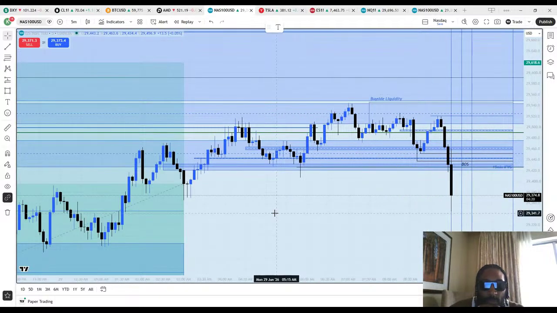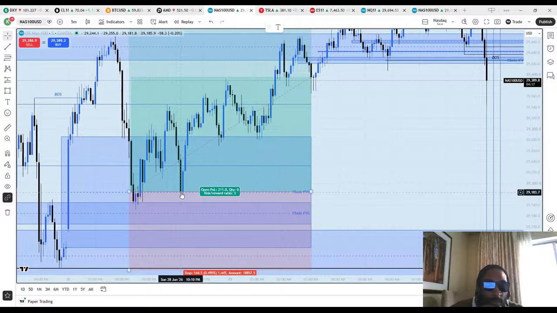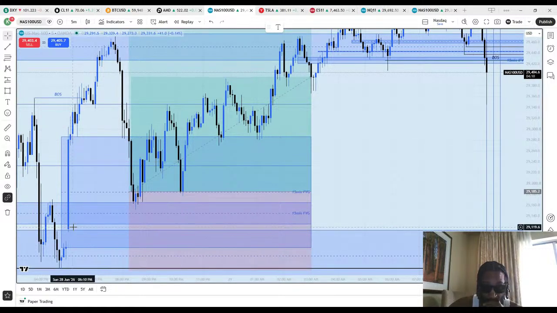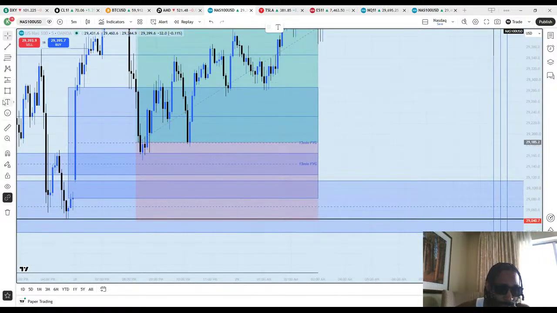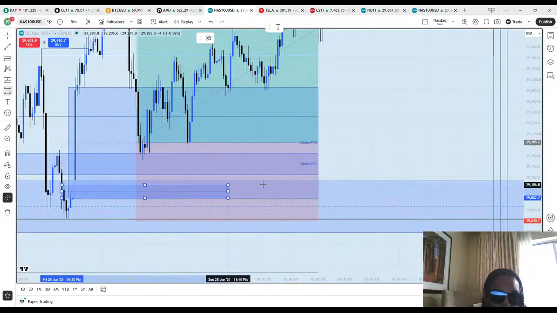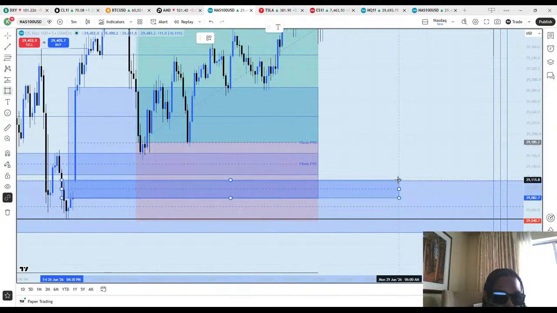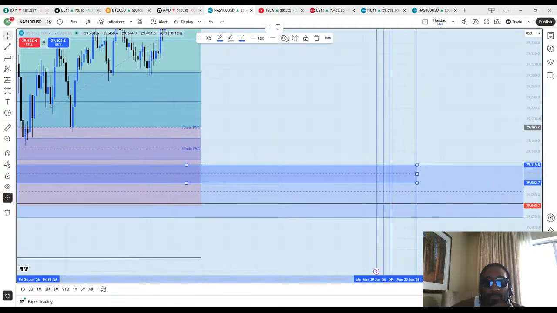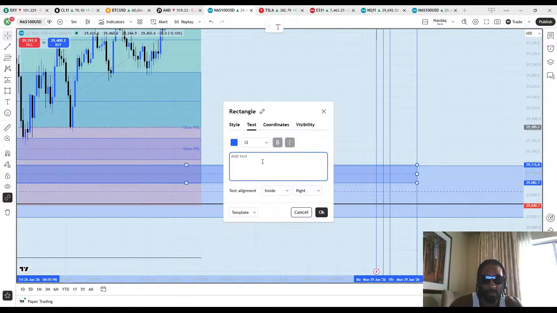Let's look for some sell side liquidity. We got this one, this one. Oh, we got this lovely gap down here. Let's mark that one up. That right there is the new week opening gap. Let's see if price wants to get down now.